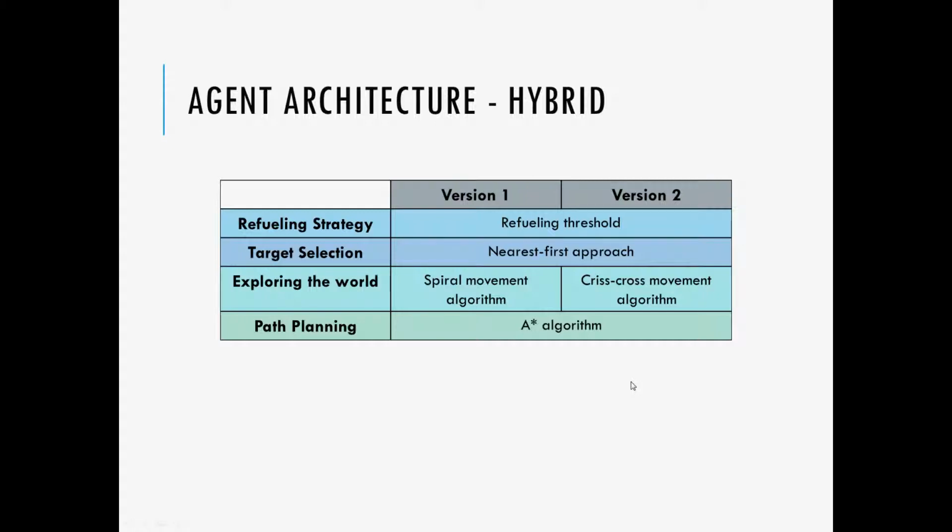Using the hybrid architecture, we have come up with 2 versions of agents. As you can see in this table, the algorithms used for refueling, selecting targets, and planning paths are the same. The only difference is in how each version explores the world. For refueling strategy, both versions of the agent are using the refueling threshold to determine when to refuel. For target selection, the agent will always choose the nearest target. For path planning, the A-star algorithm is used. For the exploration algorithm, the first version of the agent moves around the world in the spiral direction, while the second version moves around the world diagonally.